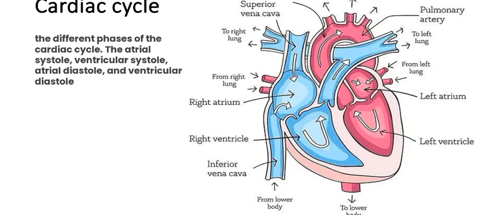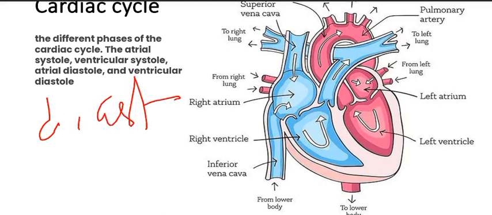This is simply the same summary of all that we have already been discussing: the atrial systole, atrial diastole, and ventricular diastole and ventricular systole. So all you need to know here is, in the cardiac cycle, you need to know two main words, which are diastole and systole.